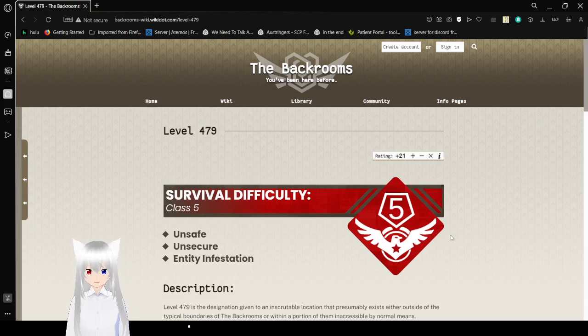Survival difficulty is a class 5. I think that's the most dangerous there is. Unsafe, unsecure, and has an entity infestation.